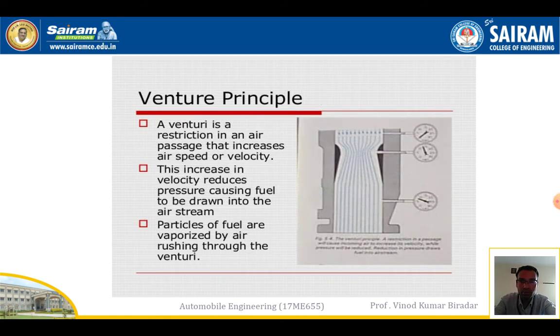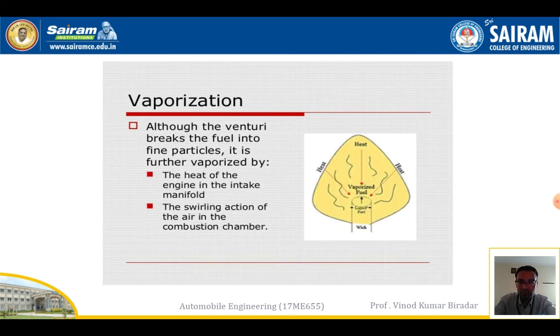Next, the venturi. In a venturi the pressure decreases and then increases and is sent to the next process, that is the combustion chamber. A venturi is a restriction in an air passage that increases air speed or velocity. Speed or velocity may increase in this area. Then the venturi breaks the fuel into fine particles and it gets vaporized.